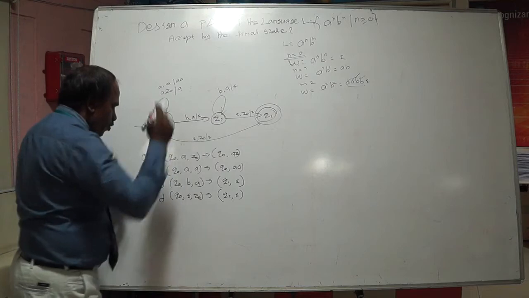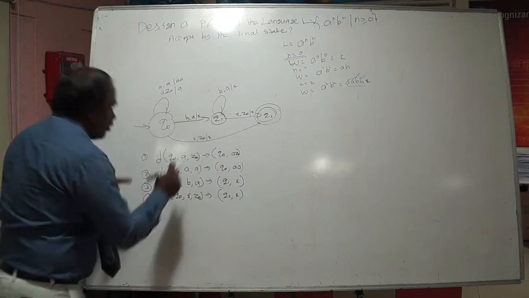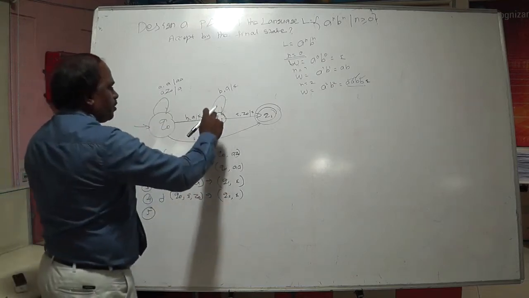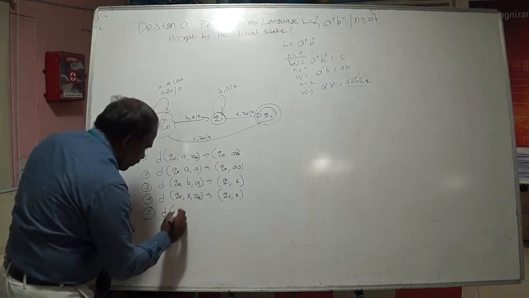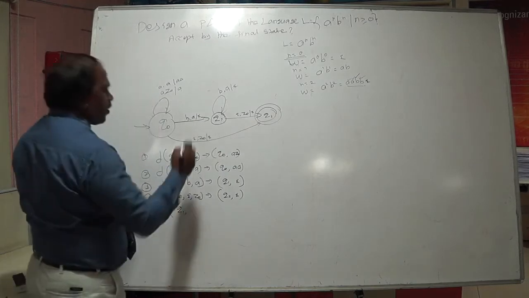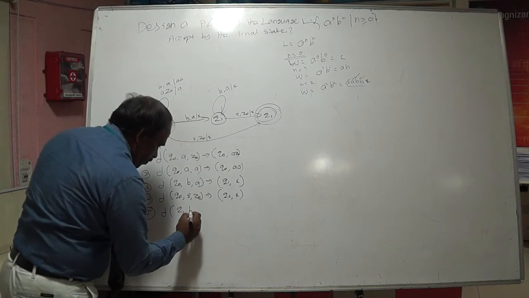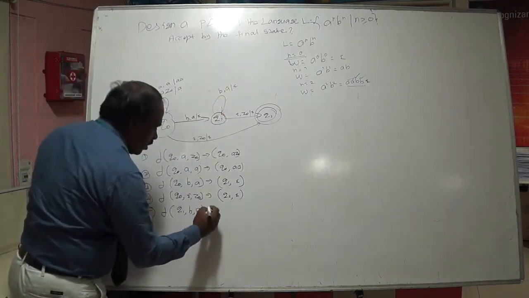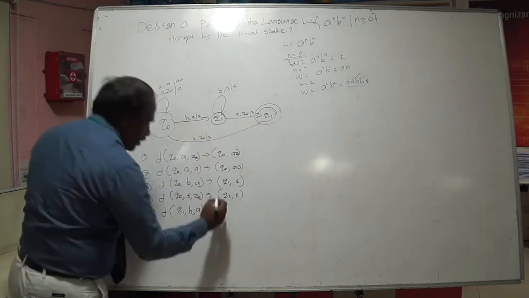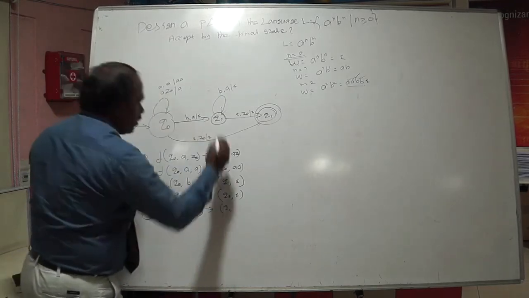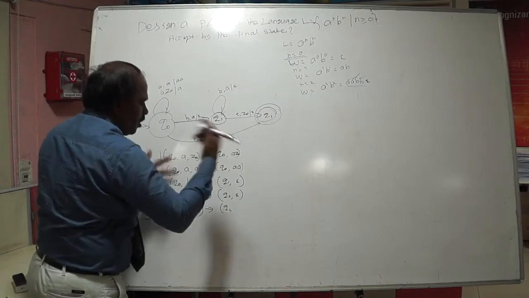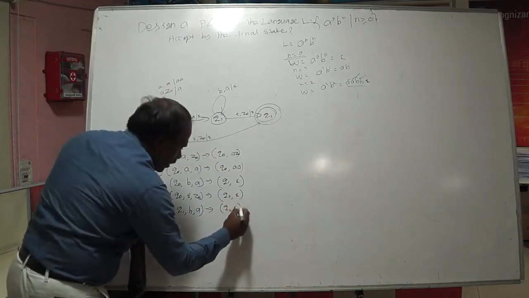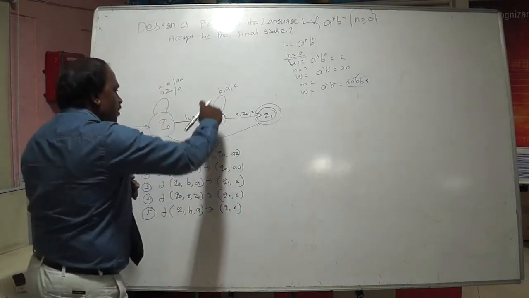Next you go for Q1, this is the fifth one. For Q1, what is the input and output? Q1 is the present state, delta, Q1 is the present state, input symbol is B, the stack symbol is A. If it is so, the next state is Q1 and the stack gets epsilon. Epsilon means pop one symbol from the stack. So it is the next operation of Q1.